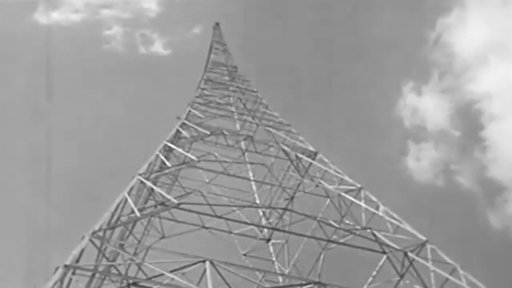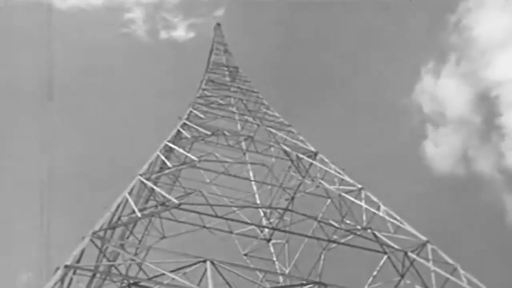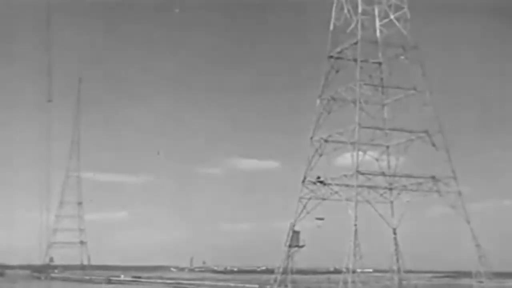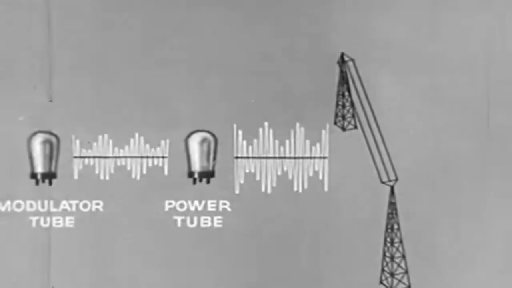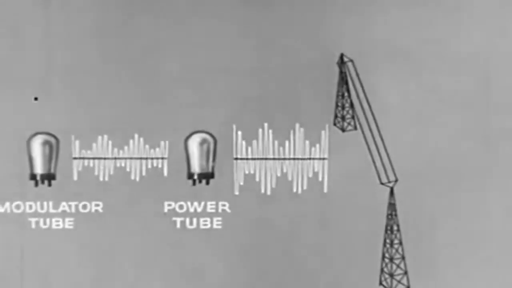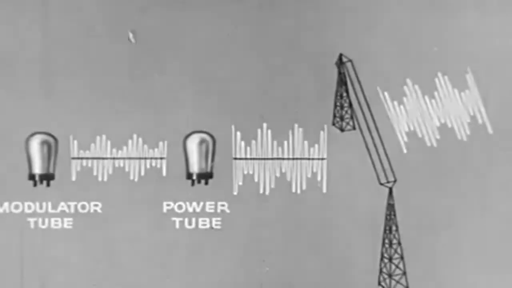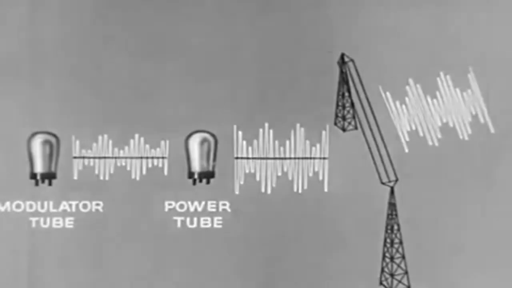This antenna consists of two steel towers and a central wire supported by a cross cable between them. Radio waves are sent out in all directions. Thus, from the power tube, the modulated radio waves go to the antenna. The radio messages leave the antenna as electromagnetic waves and travel out into space with the speed of light.